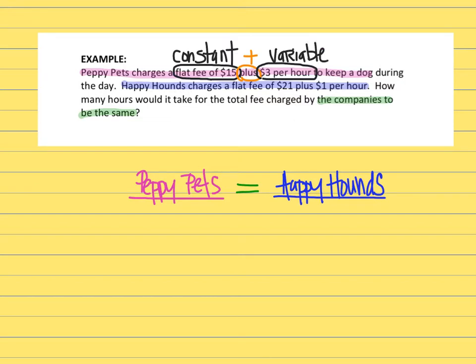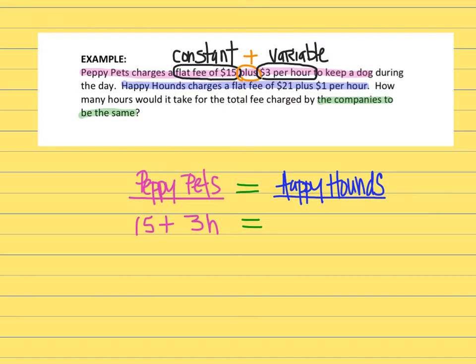So now when I write my equation for Peppy Pets, 15 is supposed to be a constant number. So $15 plus $3 per hour. And I'm just going to use H for hours. And we want them to be equal.